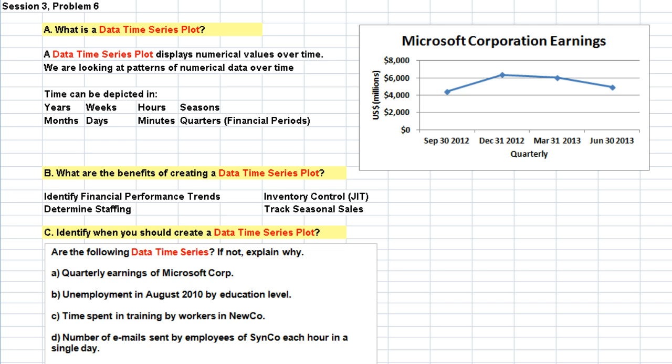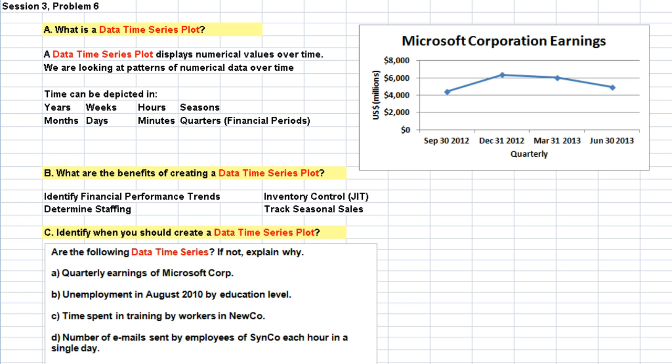Now, as you could probably imagine, time can be depicted in years, in months, in weeks, in days, hours or minutes, seasons or quarters. And quarters would be financial periods, so any financial period. And I think it's very important for us to take just a few minutes to discuss the benefits of creating a data time series plot.